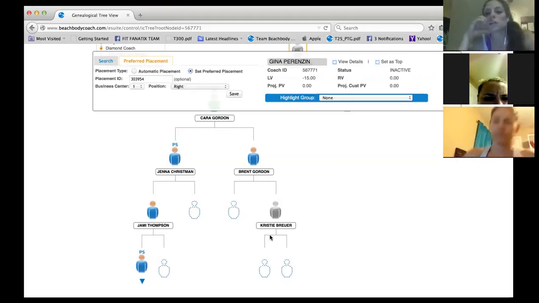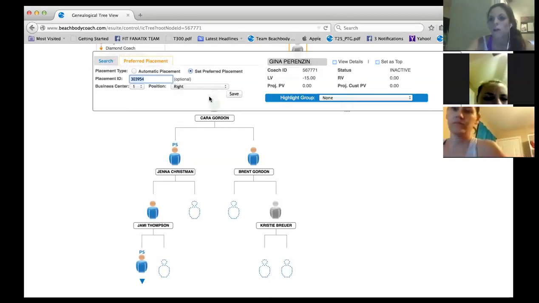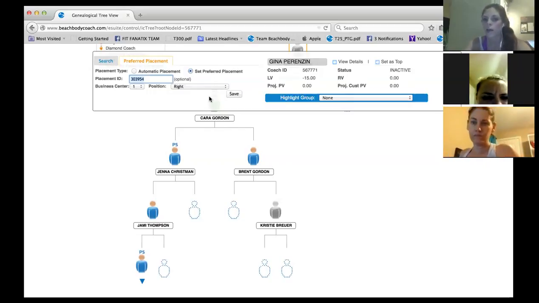How do you do advanced placement? You basically copy your husband's coach ID, or your mom's business or your sister's business, whoever you're working, and then you choose left or right. And then when that person signs up, it's automatically going to place it there because you saved it. And every time you sign a coach, you want to go ahead and switch preferred placement to where you want the coach placed right away.